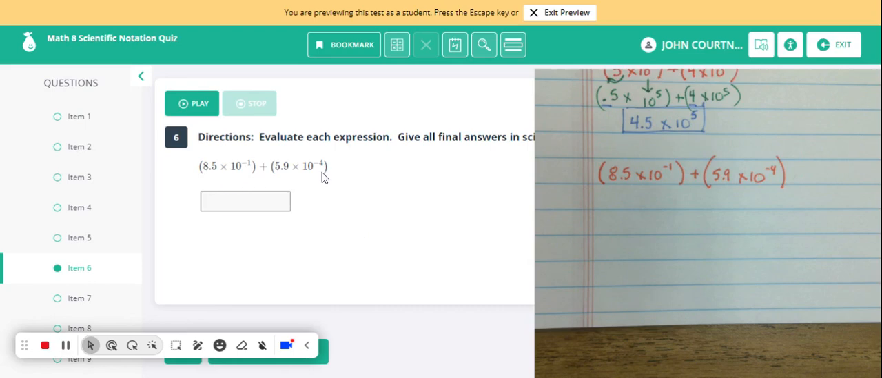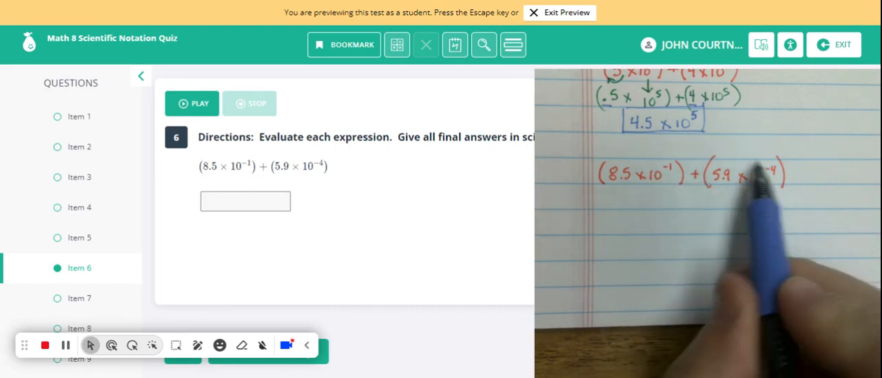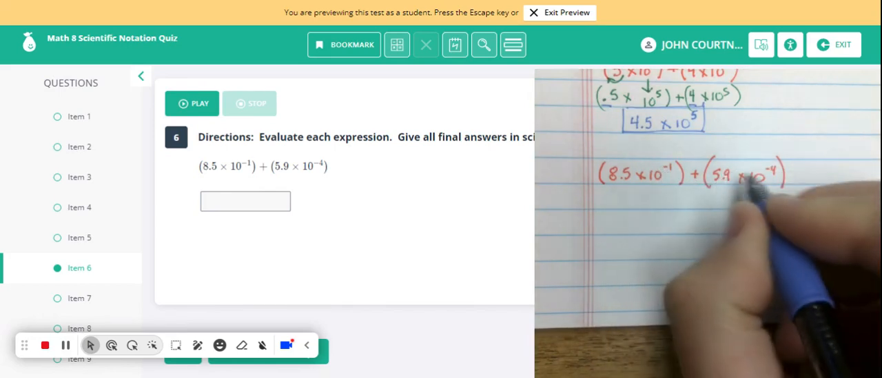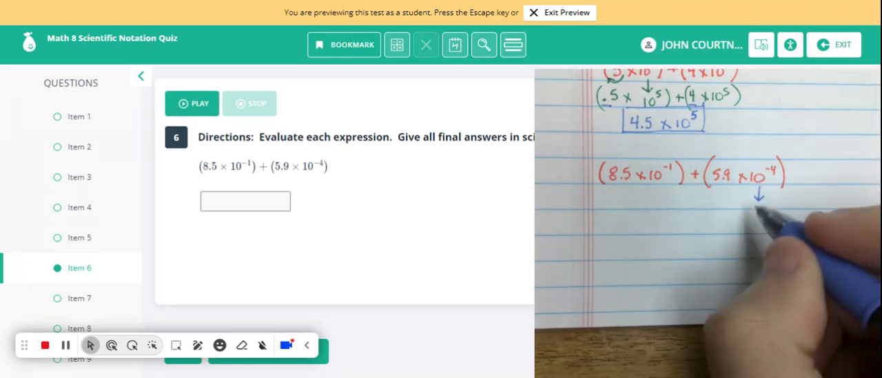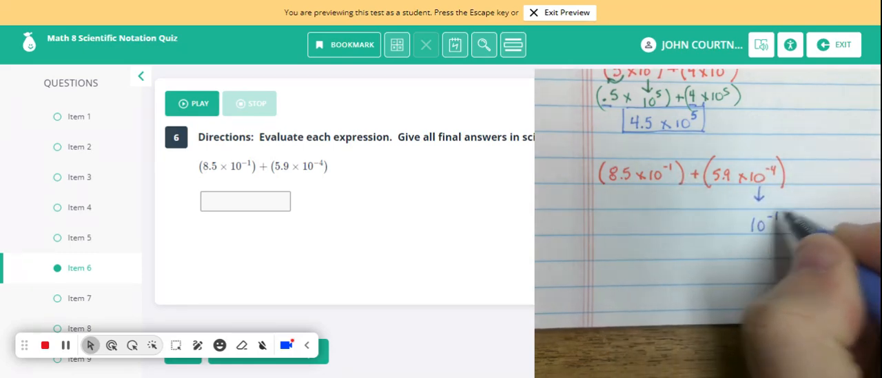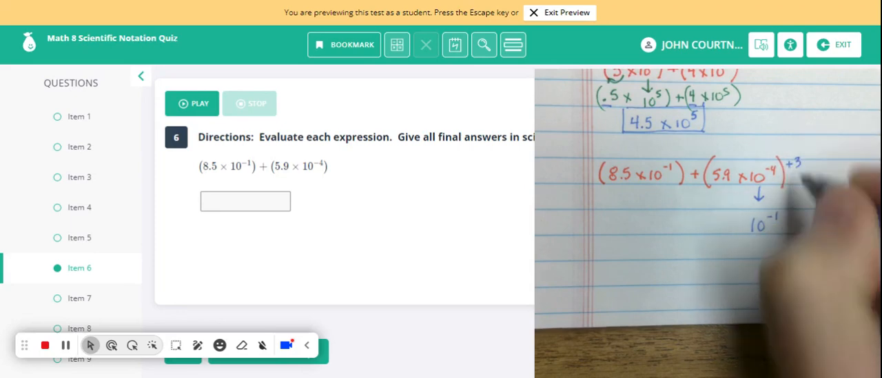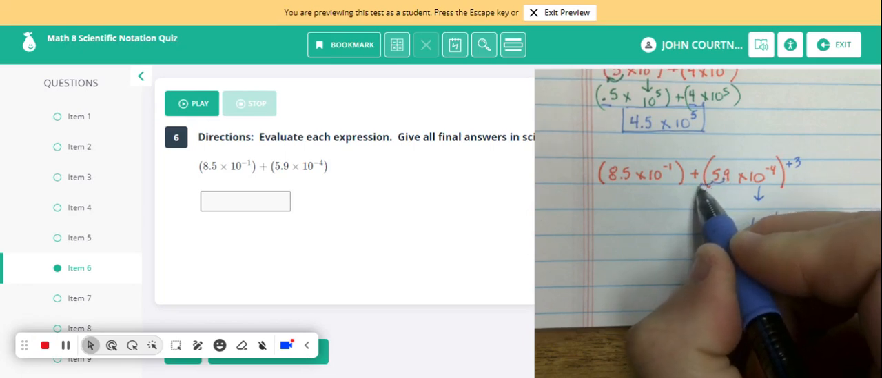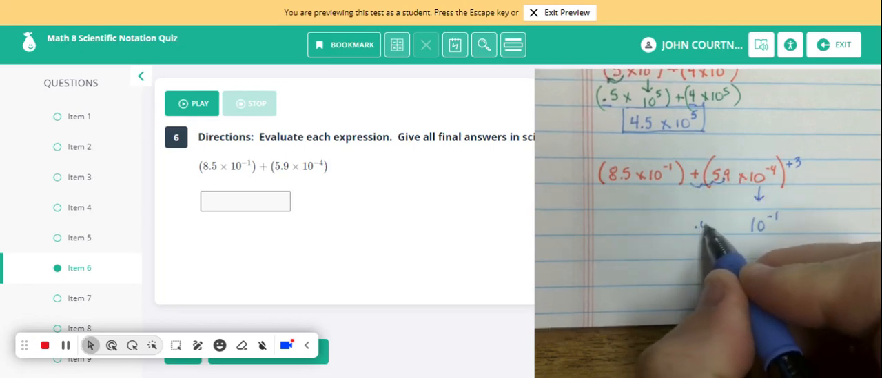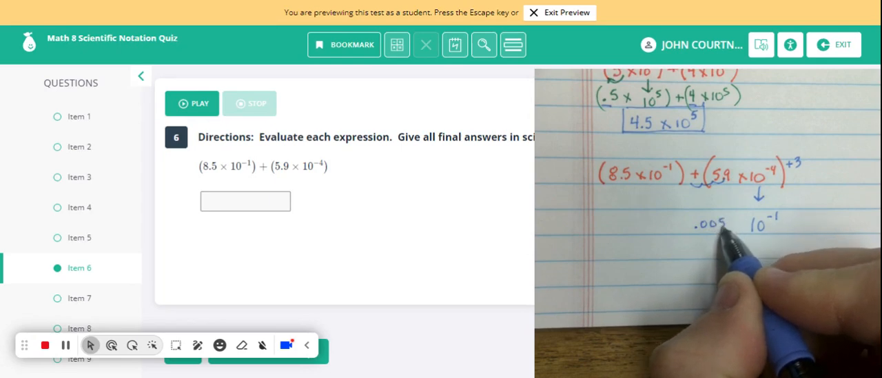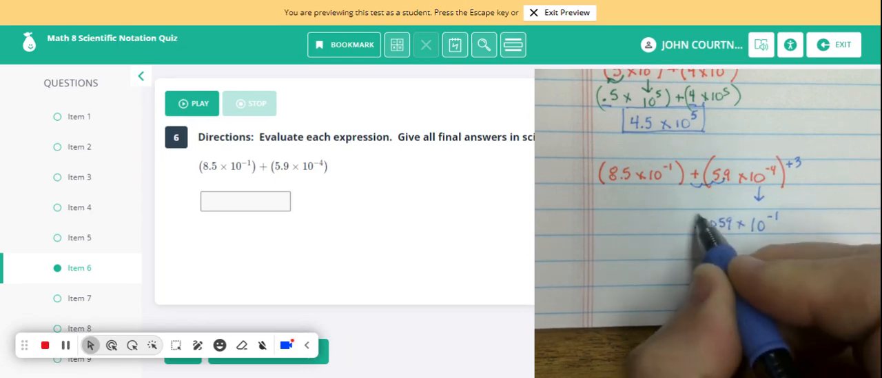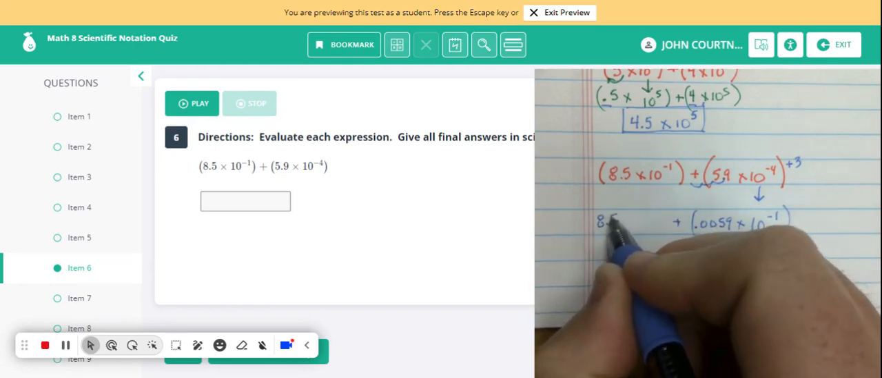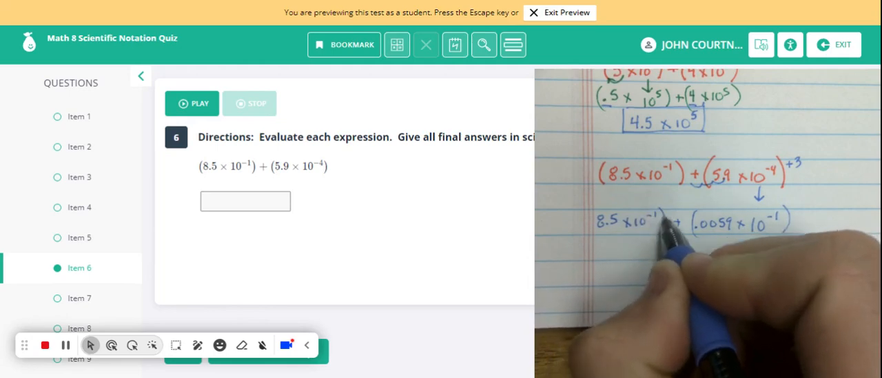So look at number 6, same basic idea. Different exponents, have to make the change. I have to change this to make it look like that. I'm going to change this smaller one to look like the bigger. So 10 to the negative first power, I just added 3 to that. And if I add 3, I move to the left 1, 2, 3 spots. So this should be 0.0059 times 10 to the negative first. And I'm adding that to 8.5 times 10 to the negative first.